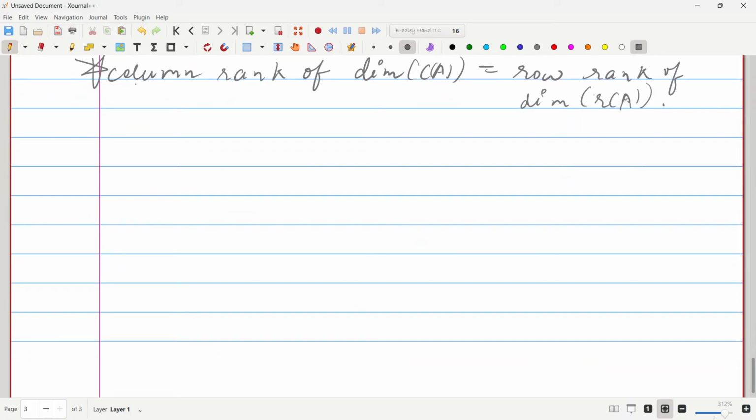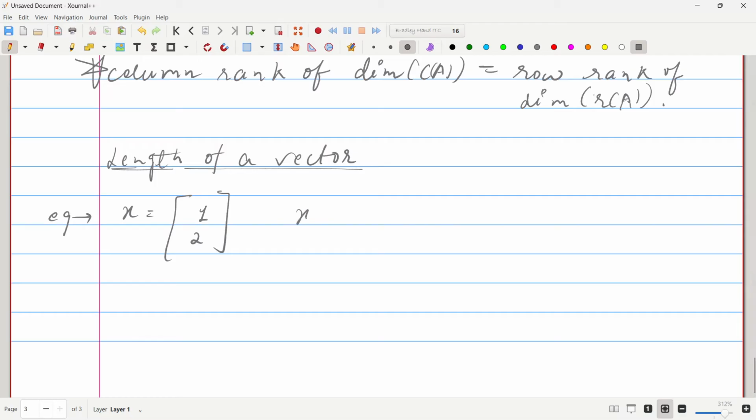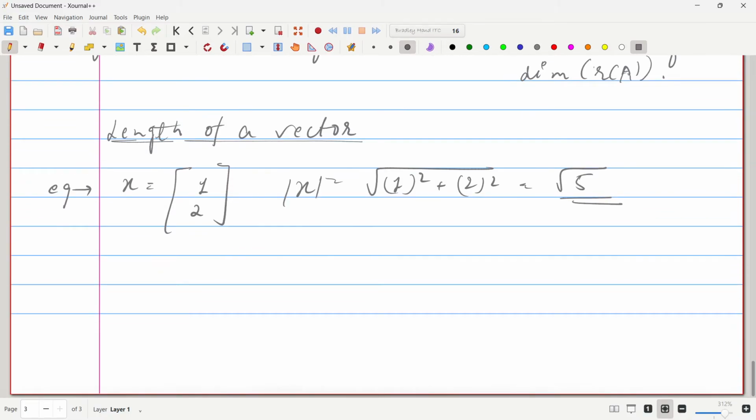Now, length of a vector. I don't have to explain this as much. Let's take an example. If we have a vector (1, 2) and we want to find its length, the length of this vector is denoted by mod. Mod will be the square root of 1 squared plus 2 squared, that is the square root of 1 plus 4, that is root 5. So root 5 is the length of this vector.